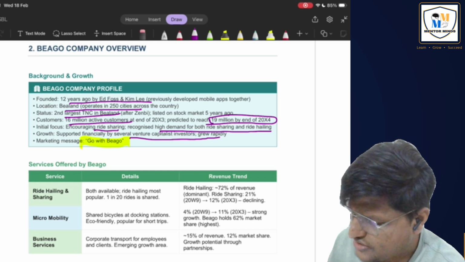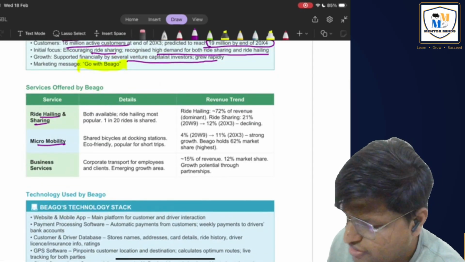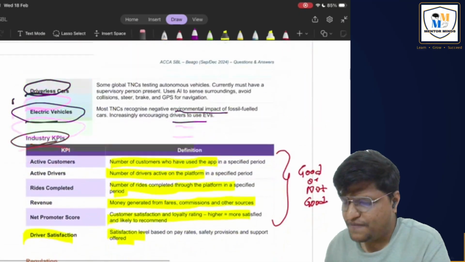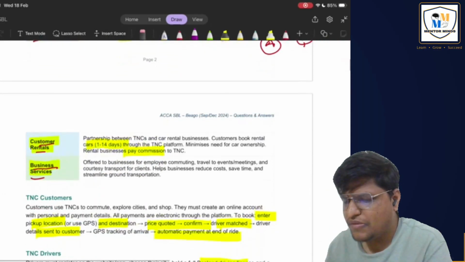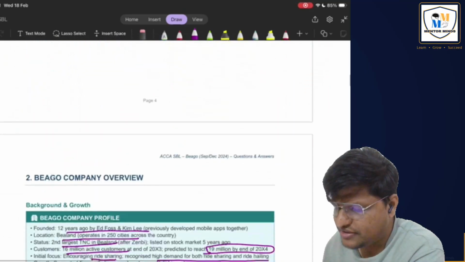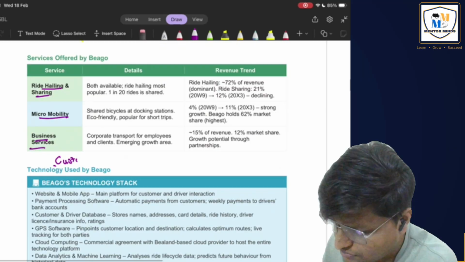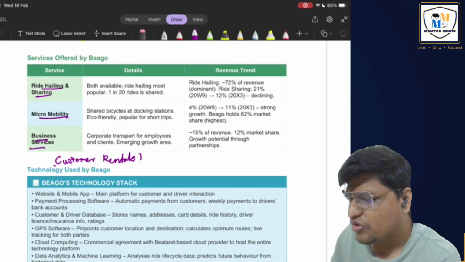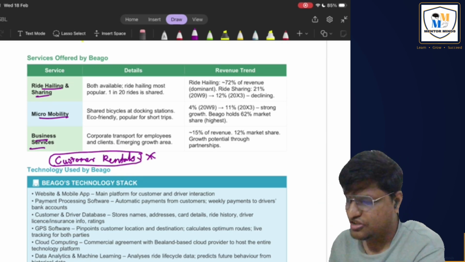Right. Now the services that they are offering are ride hailing and sharing, micro mobility, and business services. So out of the five services, ride sharing, ride hailing, micro mobility, customer rental, and business services, they are not providing customer rentals. We are just discussing now. Till now, what we have seen, they are not providing customer rentals.